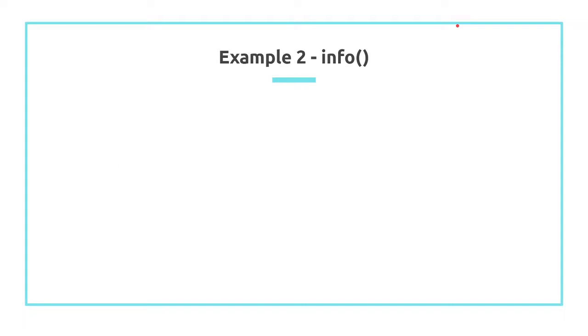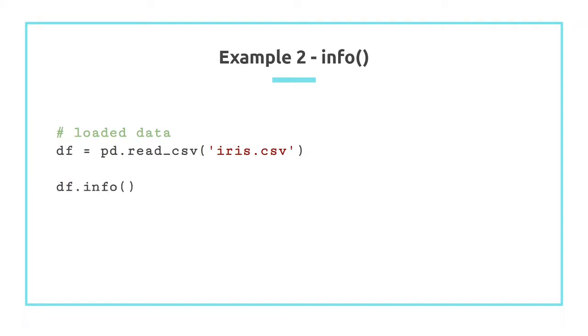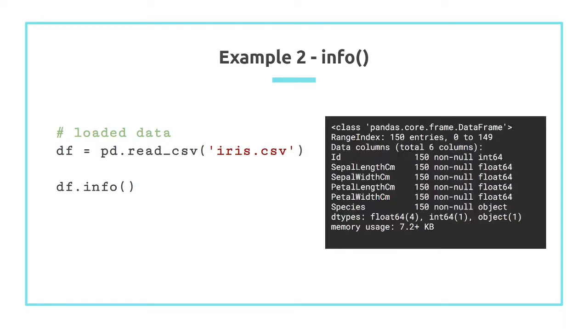Next up, we have info. This method returns high-level information about the pandas object, in this case, a data frame. Again, once our data is loaded, it's very simple to call this method with .info. Let's look at the results. The object type is a pandas data frame. The range index refers to how many observations are in our data frame. In this case, we have 150.